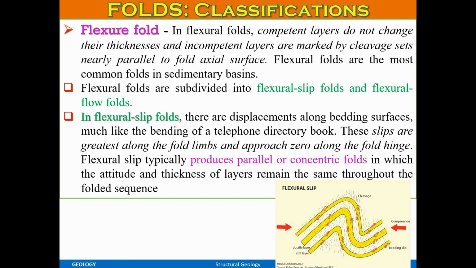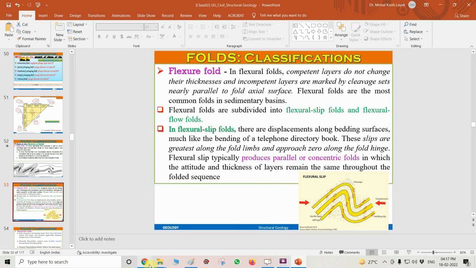So these slips are created along the fold limbs and approach zero along the fold hinge. Whatever the slip you will be seeing, slip means the offset the fold is supposed to make, it will be greatest along the fold limbs and approach zero along the fold hinge. On the hinge side the slip becomes zero, the slip that should have been there. And let me show you actually.